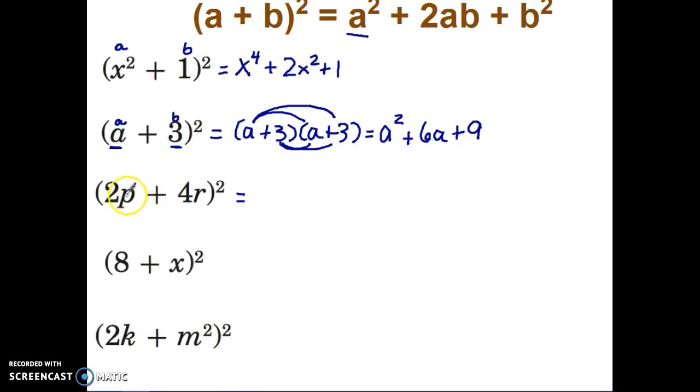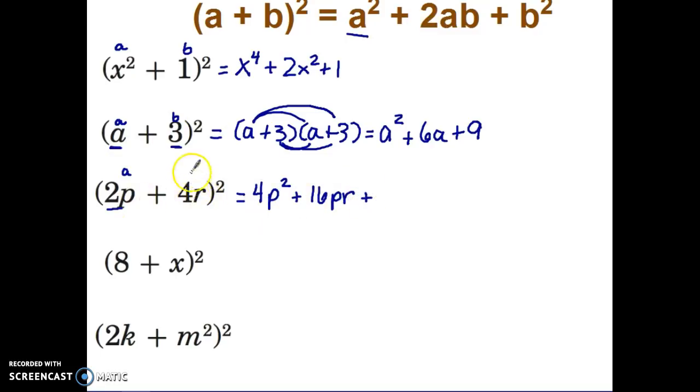Let's try one more together. Okay, so here we take our a term and square it. 2p squared is 4p squared. Take your a term and multiply it by your b term. So I have 2 times 4, which is 8, and then 8 times PR, 8PR, and then double it. So instead of 8PR, I have 16PR.